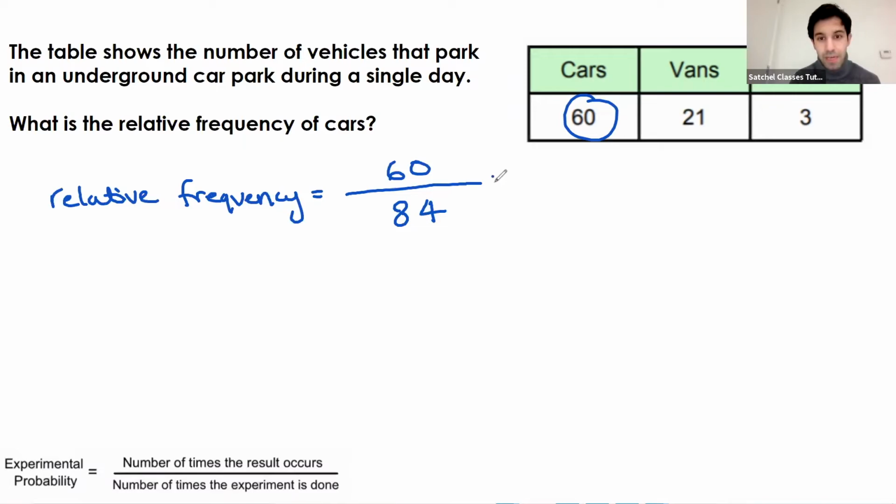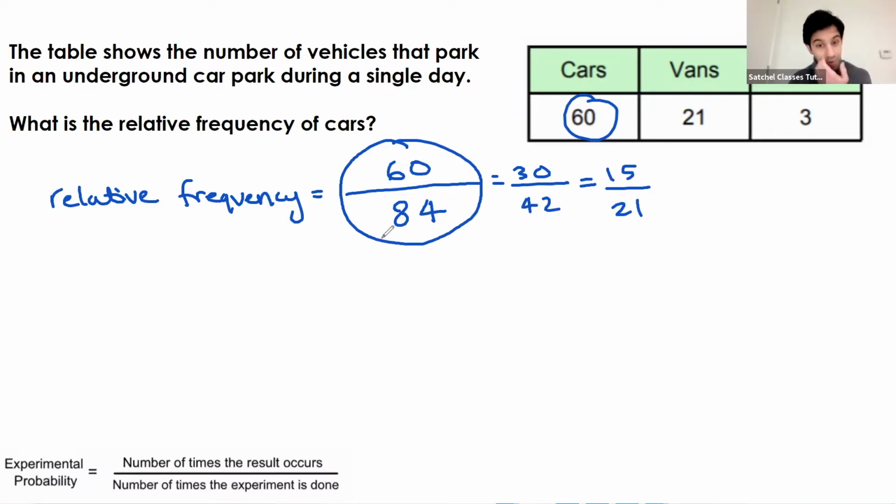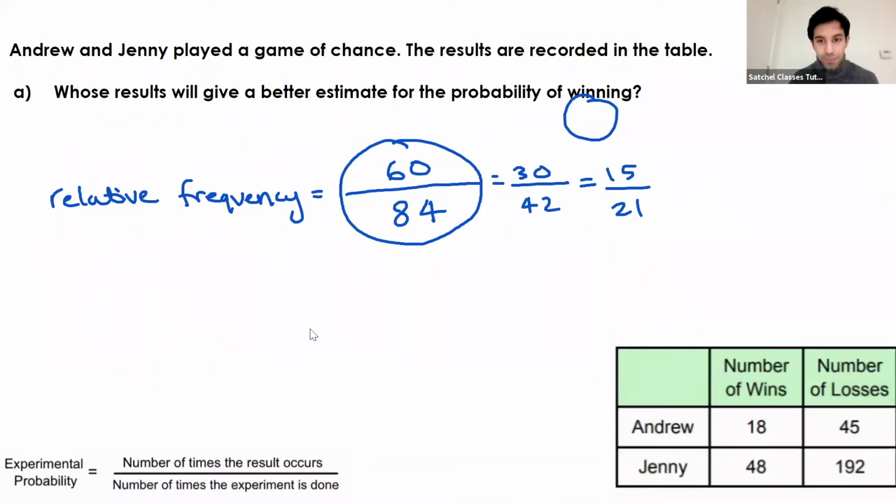And if we were to simplify this, we would get 30 over 42, and that would be 15 over 21 in its simplest form. However, as the question doesn't actually tell you to simplify, you can leave it as 60 over 84. However, it is good practice to always simplify your fractions. All right, let's move on.